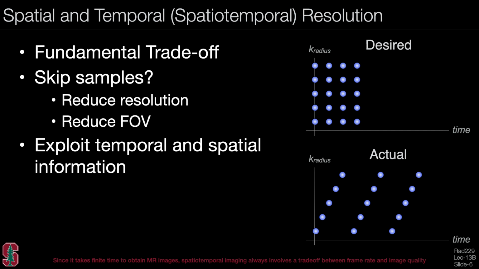In all of these cases, we have to consider spatial and temporal, or spatiotemporal, resolution. And there's a fundamental trade-off here, simply because it takes time to acquire spatial resolution in MRI. So the top row here shows a desired sampling where we would acquire all of the k-space points at a given time for a given frame. Of course, the actual case is shown below, where each sample is acquired at a different time.